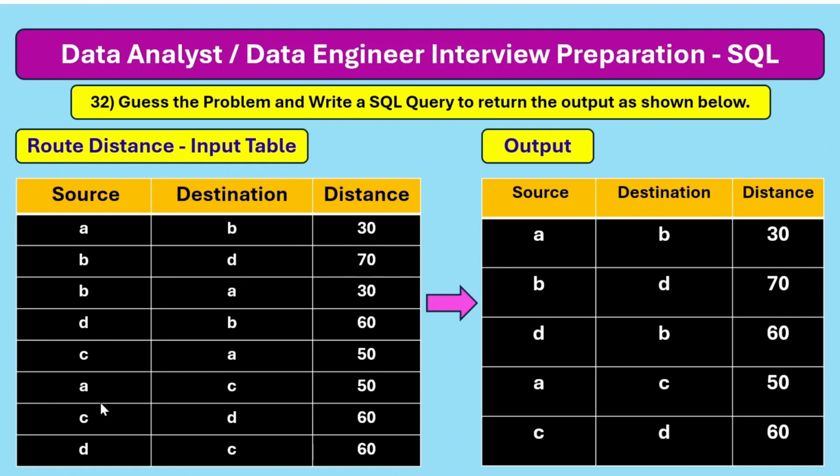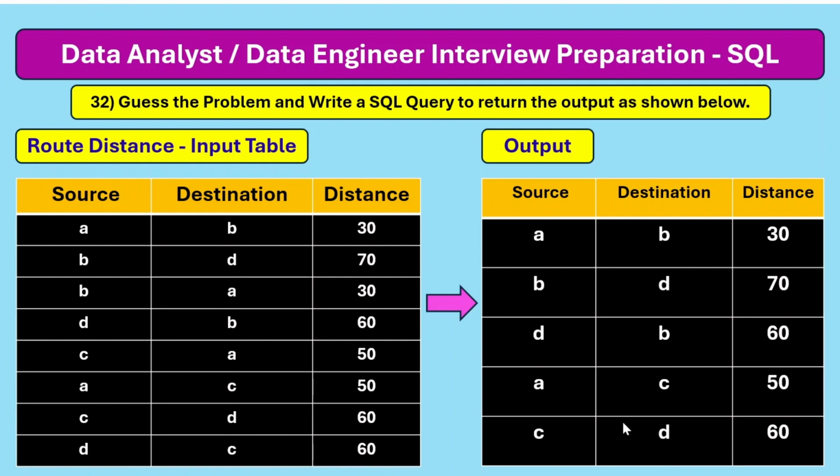So we should return only one of them here also. Next, C to D is a forward path, assume, that is 60. You are getting C to D as 60. The reverse path, that is D to C, also has the same distance, but that is not in the output.